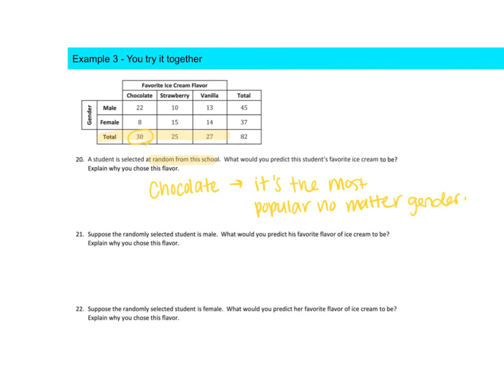Okay. Next one, what if the student is a male? Well, then I'm just going to look at my male column right up here. So for the males, what's the most popular? Well, chocolate is still the most popular for the males. So I would say chocolate. It's the most popular flavor for males.